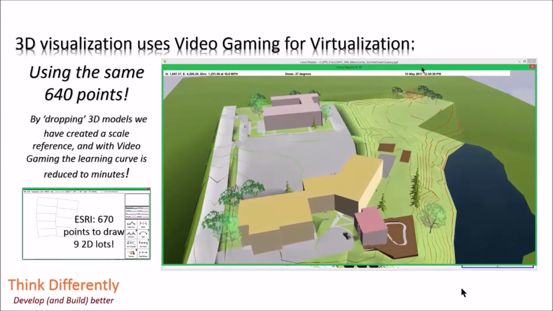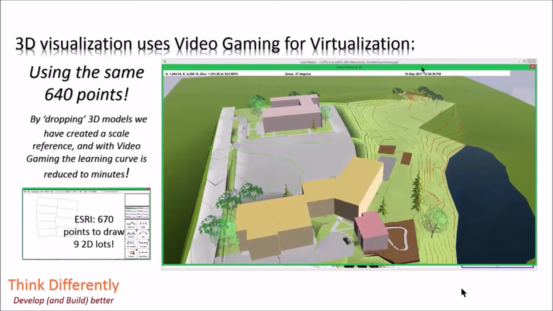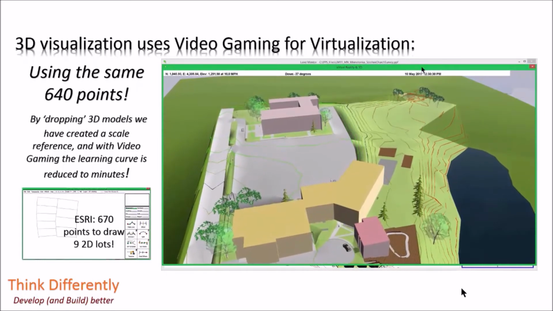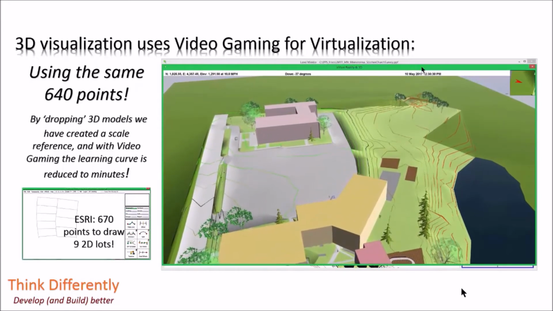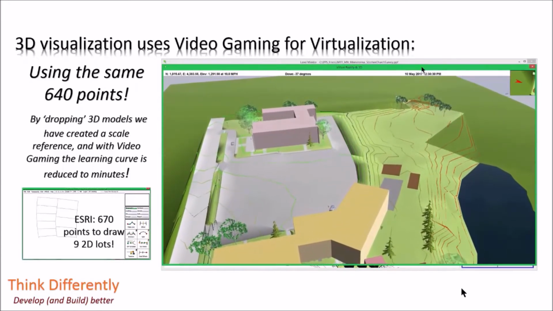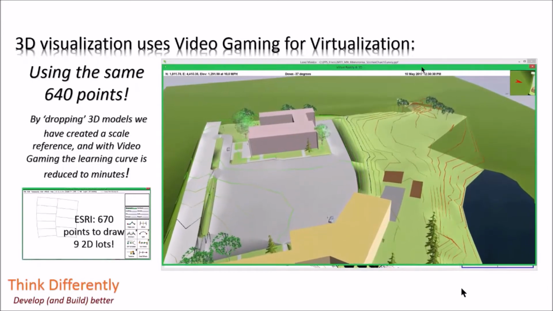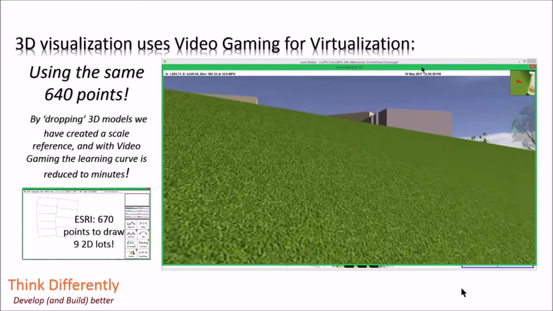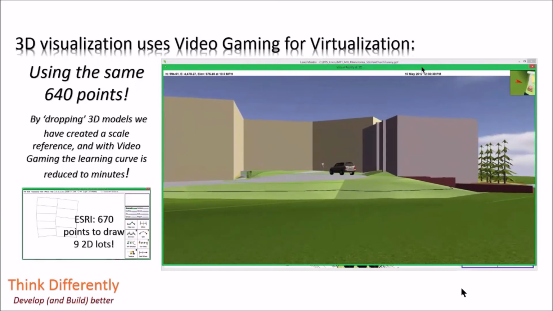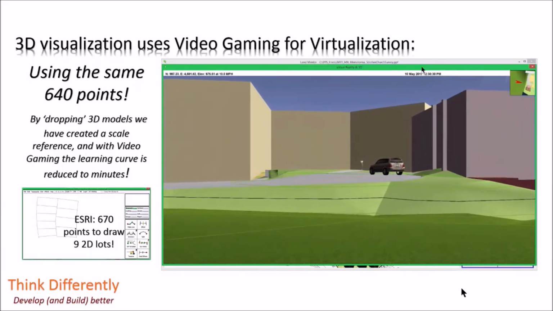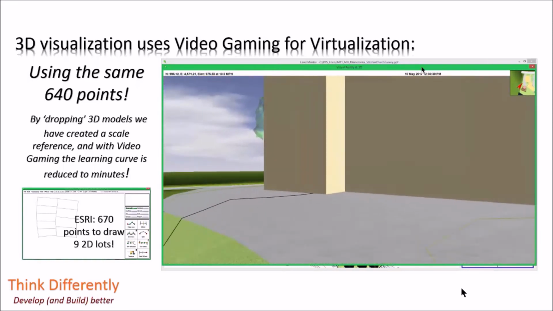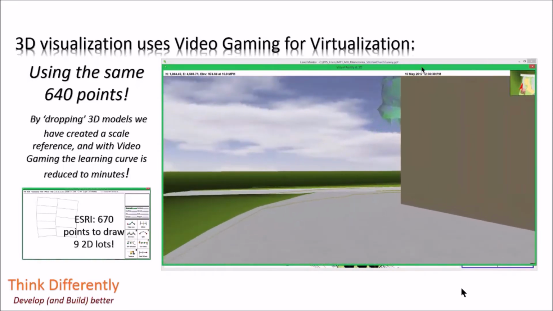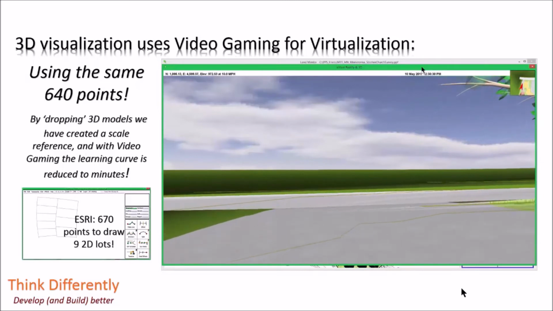And then we can go in, drop some SketchUp models where the trees are and people for scale, and then move about the site. And again, we're still talking about the original 640 points versus the 670 points that ESRI took to draw 9 two-dimensional lots. That is all bad data. And this is the problem that we need to solve in the industry moving forward.